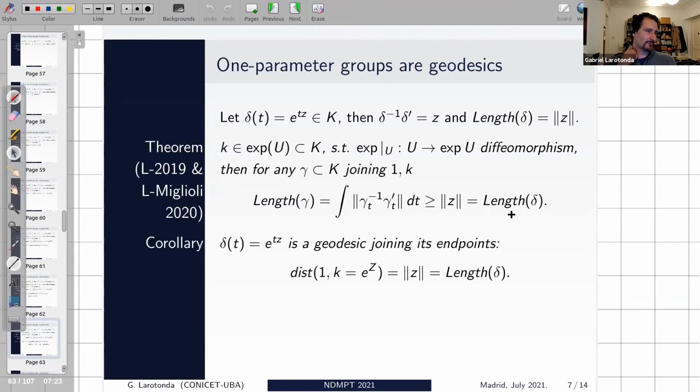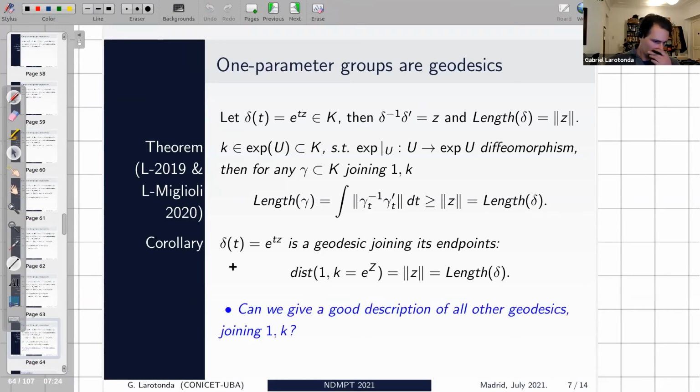This result was in fact obtained first for the group of unitary matrices, then was generalized for certain Lie groups. Then there were several generalizations to infinite dimensional unitary groups acting on Hilbert spaces. And recently we generalized it to any compact Lie groups with Martin. Now, the main topic, it's been a long way, but the main topic of this talk is, can we give a good description of all other geodesics joining 1 and k?